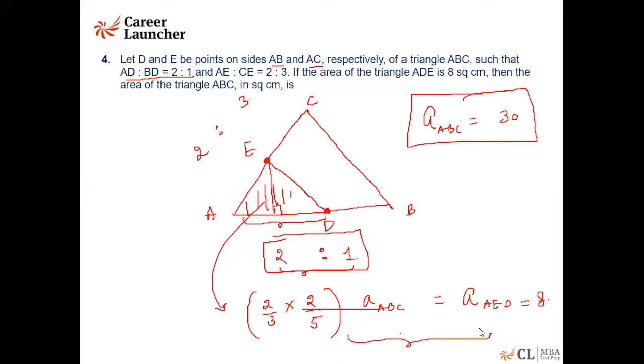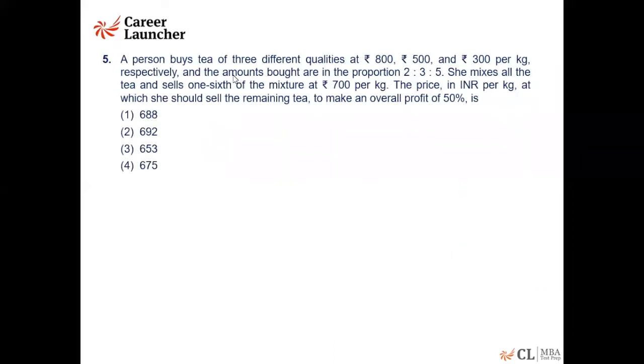Right? Solve this, you'll get the answer. A person is buying tea of 3 different qualities, 800, 500, and 300, and the amounts are in the proportion 2:3:5. She mixes all of them. 1/6 of them is sold at 700 per kg. The price in INR at which she has to sell the remaining to make an overall profit of 50%.